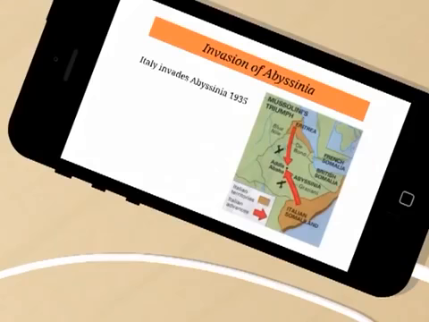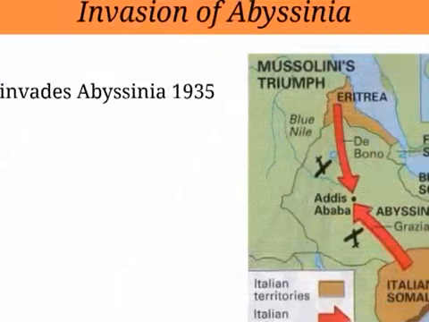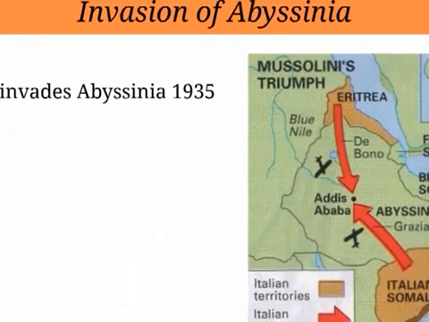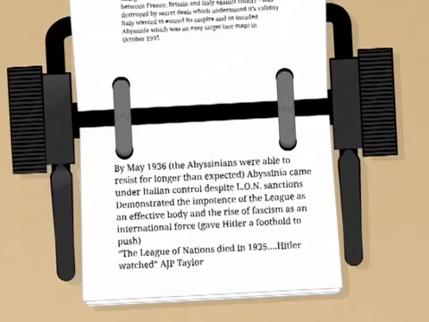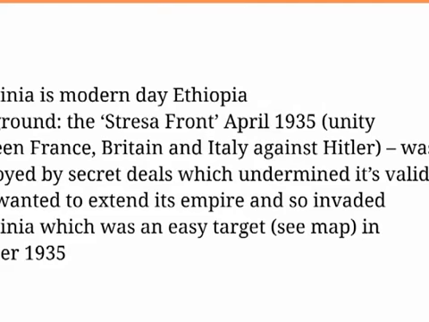Moving on, we have Abyssinia, the invasion of Abyssinia. This was really the first time that we see the League of Nations being seen as a toothless tiger. Italy decided to invade Abyssinia, that's Ethiopia, in 1935. What happened? Italy was actually a part of the Stresa Front, which was against Hitler. There were 3 countries, France, Britain, and Italy. They united to try to fight against Hitler, and it was destroyed by secret deals, which undermined its validity. Italy wanted to extend its empire. Britain already had a big enough empire, so did France.